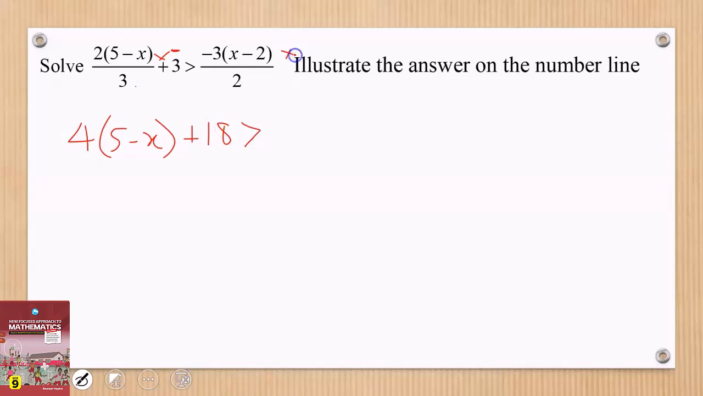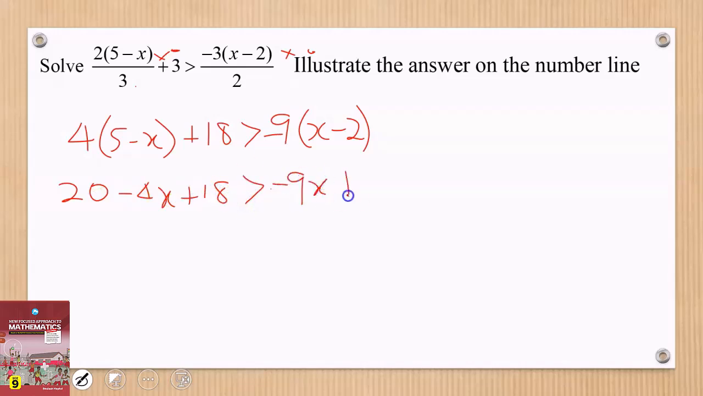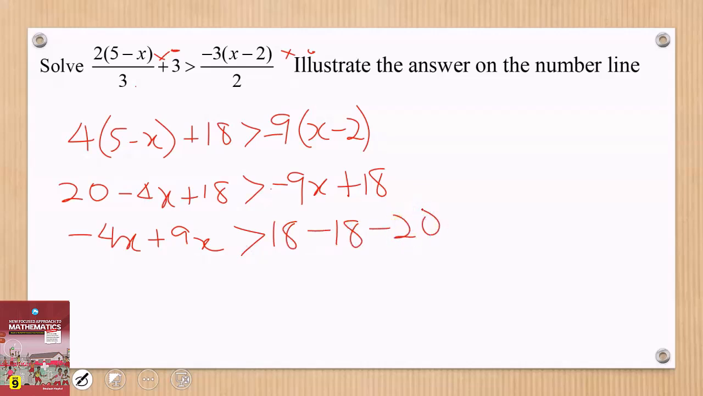Then here too we multiply by 6. 2 can divide 6 as 3. And then we get negative 9 into bracket x minus 2. Now we expand and simplify. So we have 20 minus 4x plus 18 greater than negative 9x plus 18. Again, we simplify this. We have negative 4x plus 9x greater than 18 minus 18 minus 20. That is grouping of the like terms.